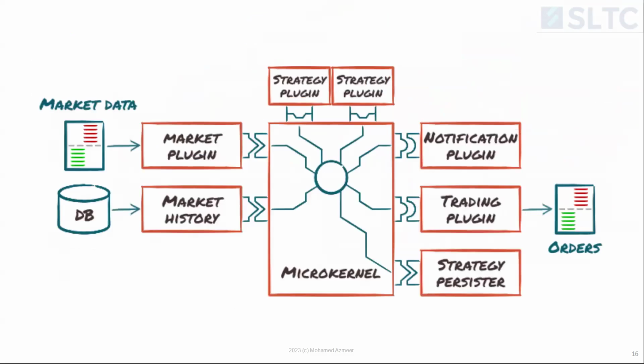So here we go. If you look at the left-hand side, we have market data coming in, and then the market plugin will process that, right? And then there is also market history, basically reading the market plugin and getting the information from the database and then giving it to the microkernel. So the microkernel will decide who needs, say, strategy, who wants notification, who wants trading, who wants various other services as well.